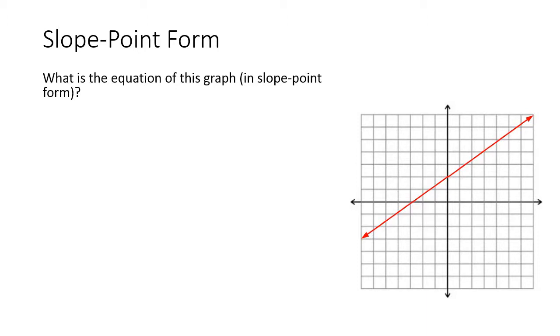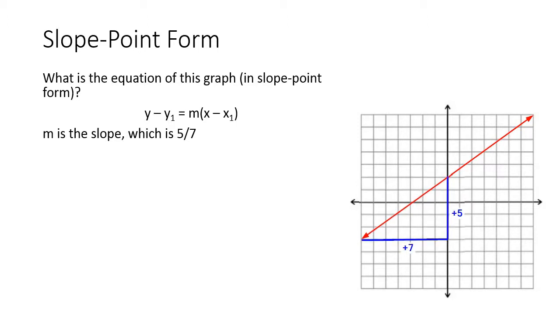What is the equation of this graph in slope point form? So let's write down our slope point form, figure out what we need to plug into it. M is the slope, which is 5 over 7 in our case, a rise of 5, a run of 7, so 5 divided by 7.